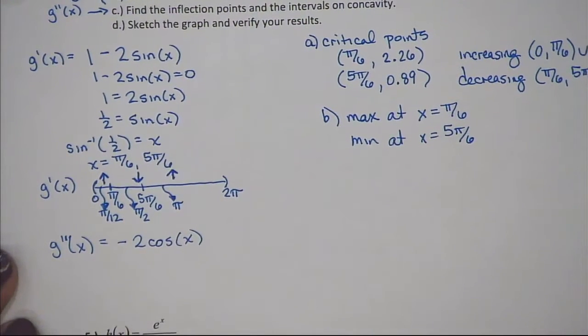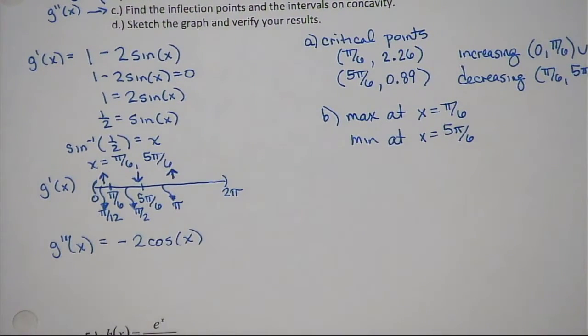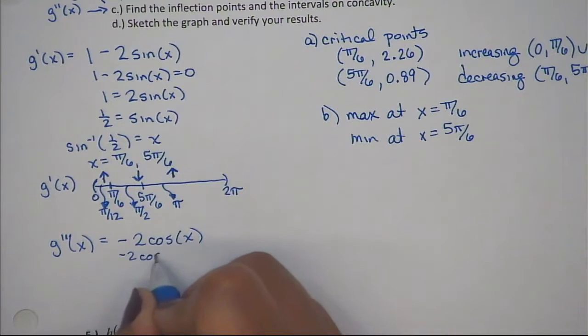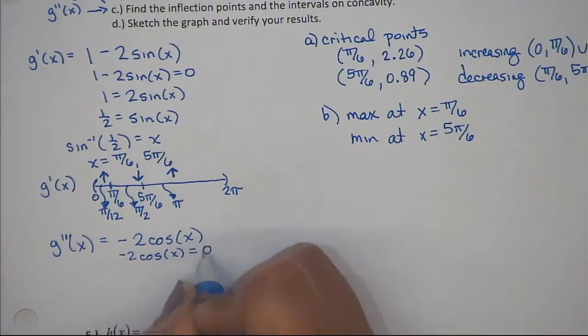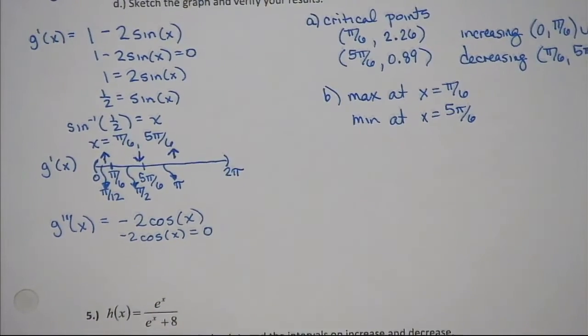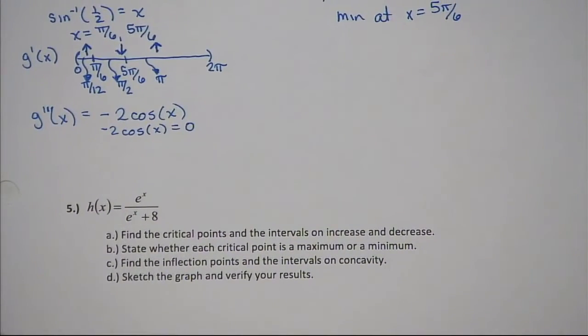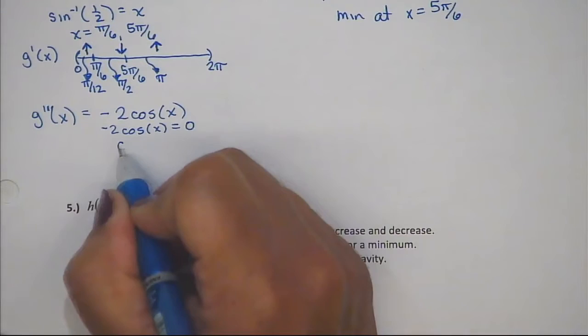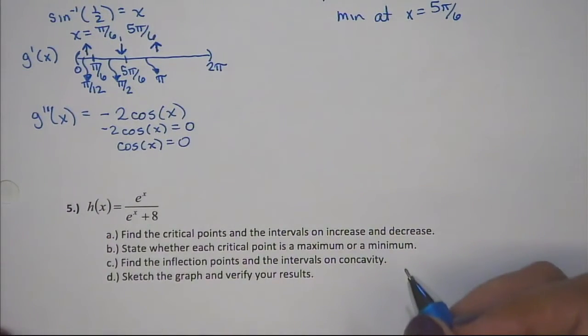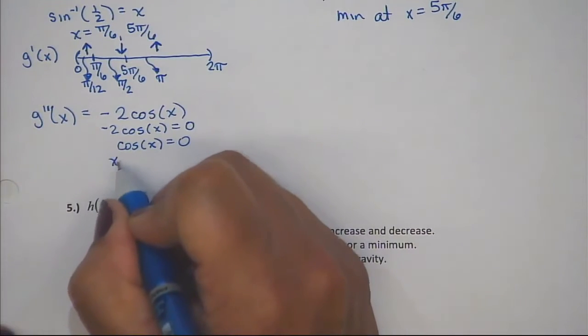All right, so now we're going to set that equal to 0 and solve that. Got to do the same thing with this. So we're going to set negative 2 cosine of x equal to 0. We're going to divide by negative 2. So 0 divided by negative 2 is still 0. And then take the inverse of both sides.